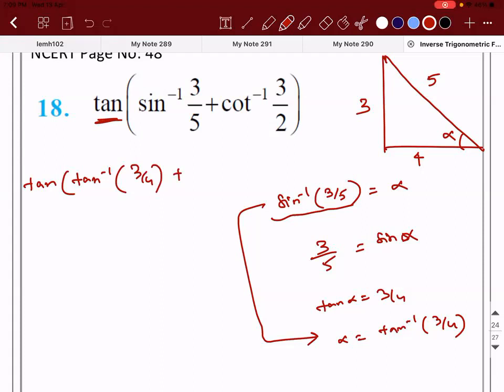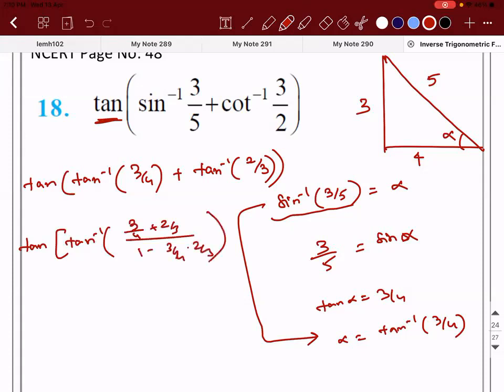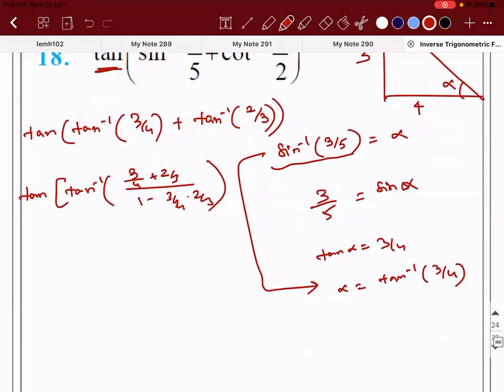One minute, do it fast and tell me. You need not even do any triangle. Cot inverse of 3 by 2 can be replaced with tan inverse of 2 by 3. You remember? Tan inverse of x is equal to cot inverse of 1 by x for all values of x greater than 0. Now use tan of tan inverse x plus tan inverse y, with the formula tan inverse of x plus y divided by 1 minus xy. How much? 17 by 6. Correct.